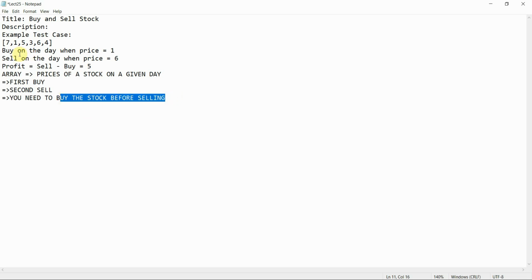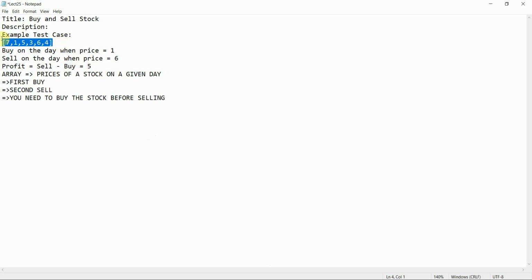And in this case, you buy on the day when the price is equal to 1, and then you sell on the day when the price is equal to 6. So you get the optimal solution, that the profit is equal to sell minus buy, which is equal to 5. So let's solve this problem using the brute force approach.